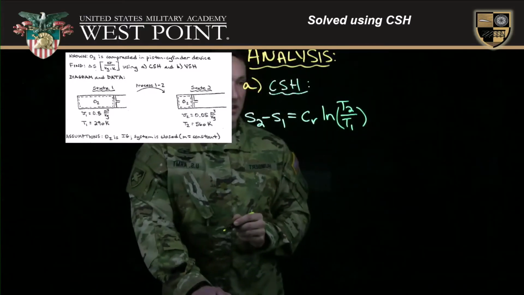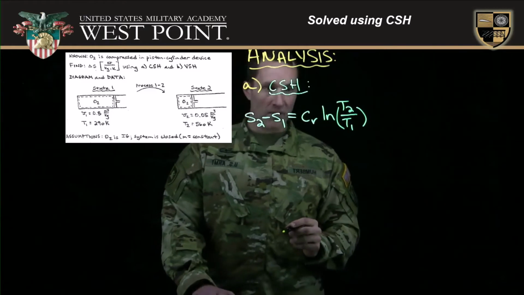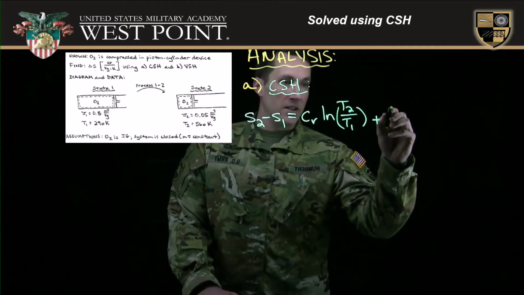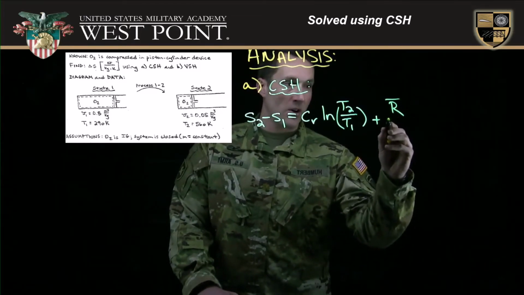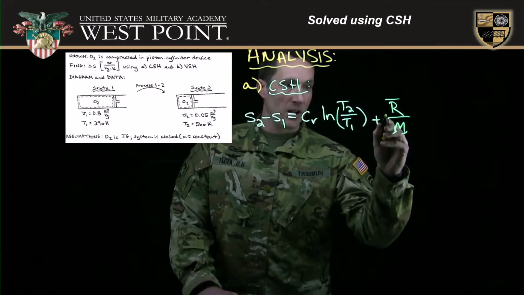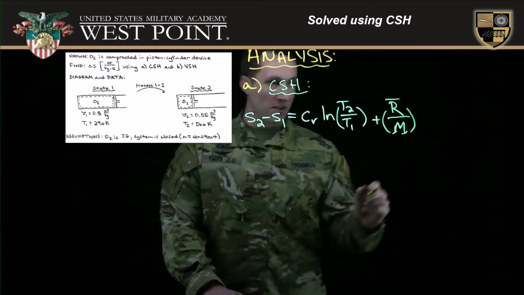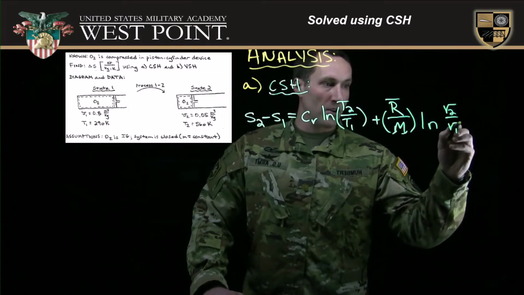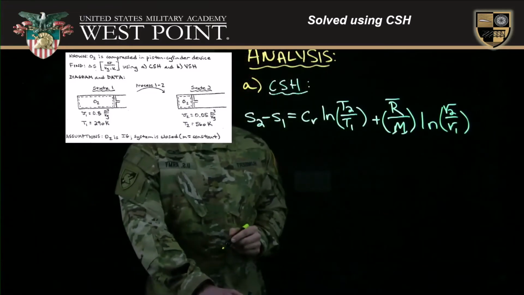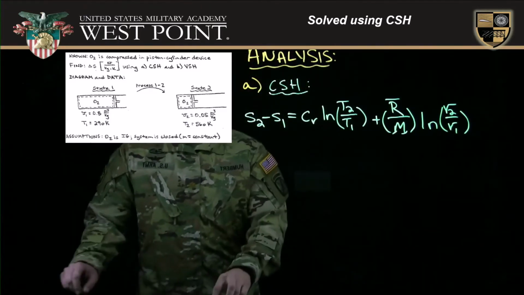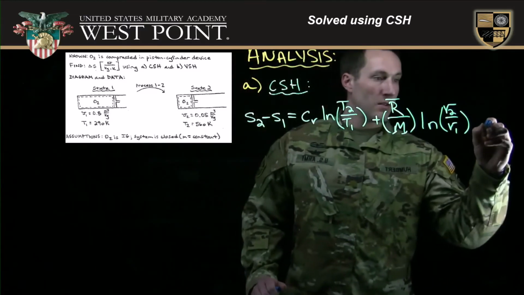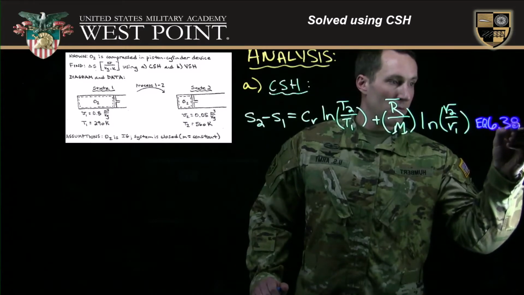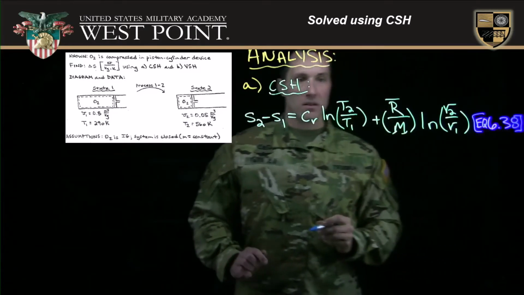Remember, this must be in absolute, and thankfully it was already given to us in the problem in absolutes in Kelvin, so no need to convert. And all that is plus our universal gas constant, R bar, divided by the molecular weight of our gas in our system, times the natural log of our specific volume at state 2 divided by our specific volume at state 1. Okay, so that is our governing equation. And again, that is equation 6.38 from your text.